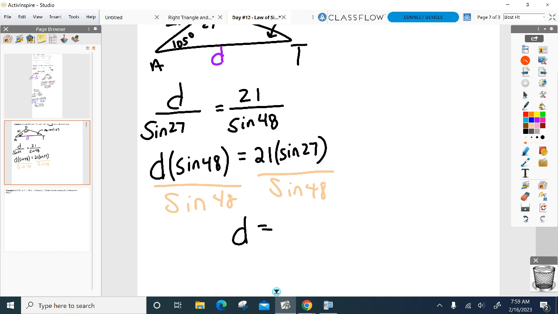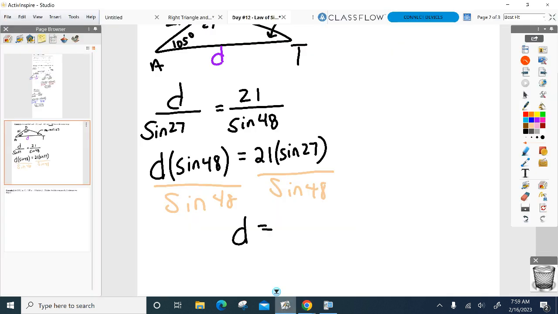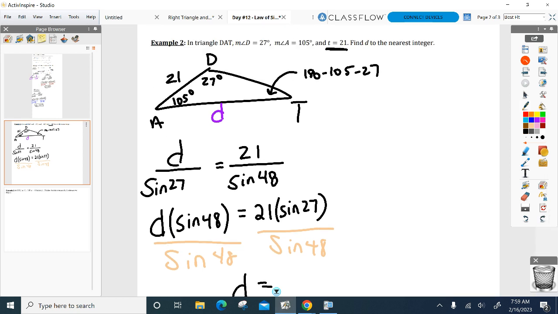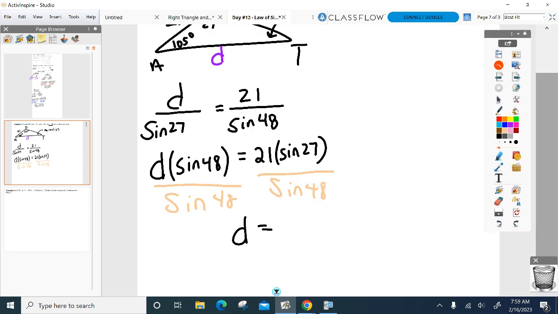So for that triangle, that'll be the last time I do that. Nate, what do you got? 12.8. Do you guys have nearest? Yeah, no, nearest integer. Oh, geez, 13. Good job. 13. Yep. Those rounding directions, right? 13.